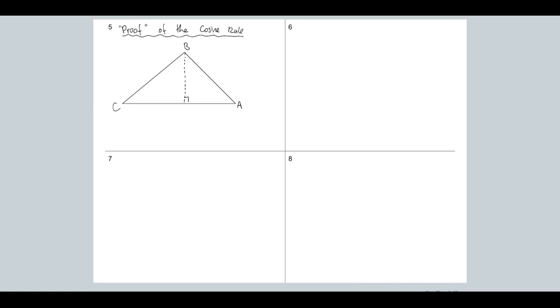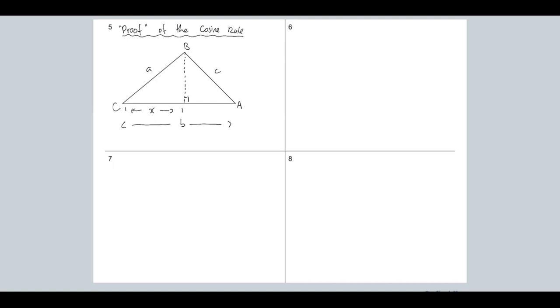Okay, so let's label those sides now. The side opposite A should be lowercase a, the side opposite C should be lowercase c, and the side opposite B, I've split into two, but the total distance is b. Okay, so what I'm going to do now is use the shorter length here, I'm going to call x.